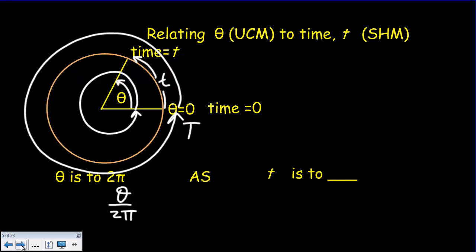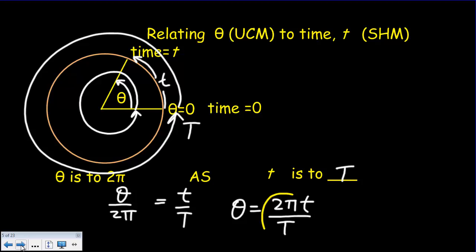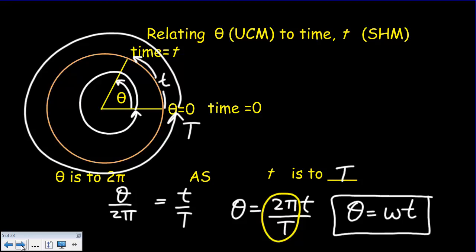In other words, theta has to be to 2 pi as time is to the period. So these two ratios have to be the same. And that means that theta must be equal to 2 pi t all over the period. And you might recognize 2 pi over T is just omega. It's the angular frequency, which means that theta can be written as omega t. So that omega is becoming more important all the time.